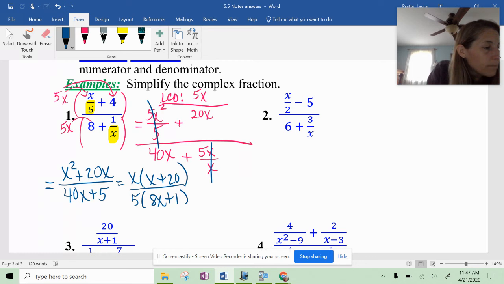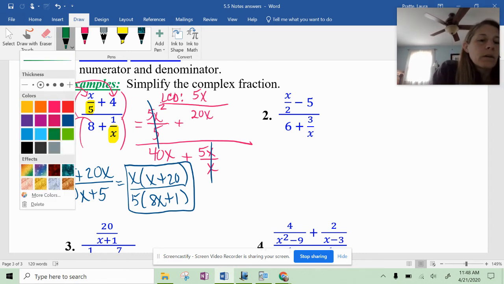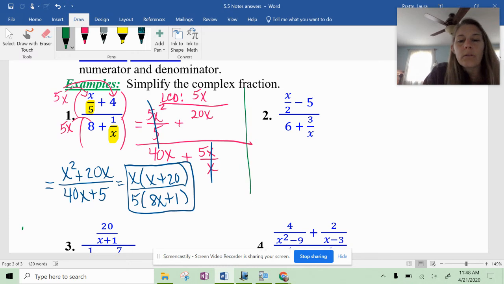And I think that's it. I think that's all I can do. Yeah, so it doesn't allow me to cancel anything. It just stops there. All right. So let's take a look at number 2.